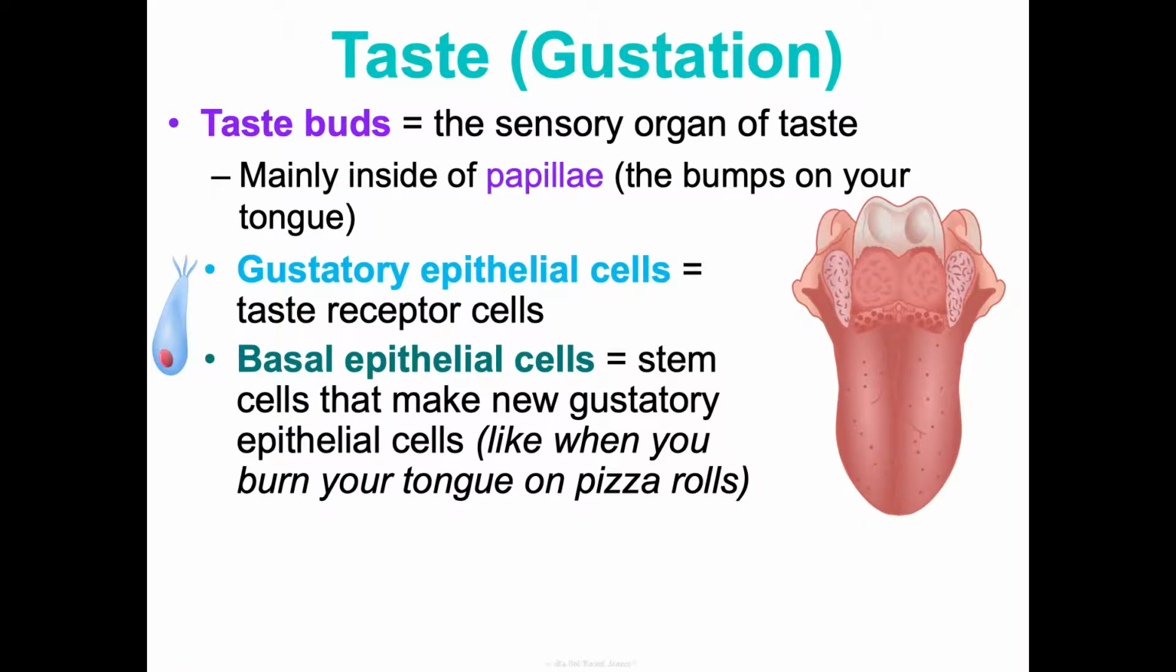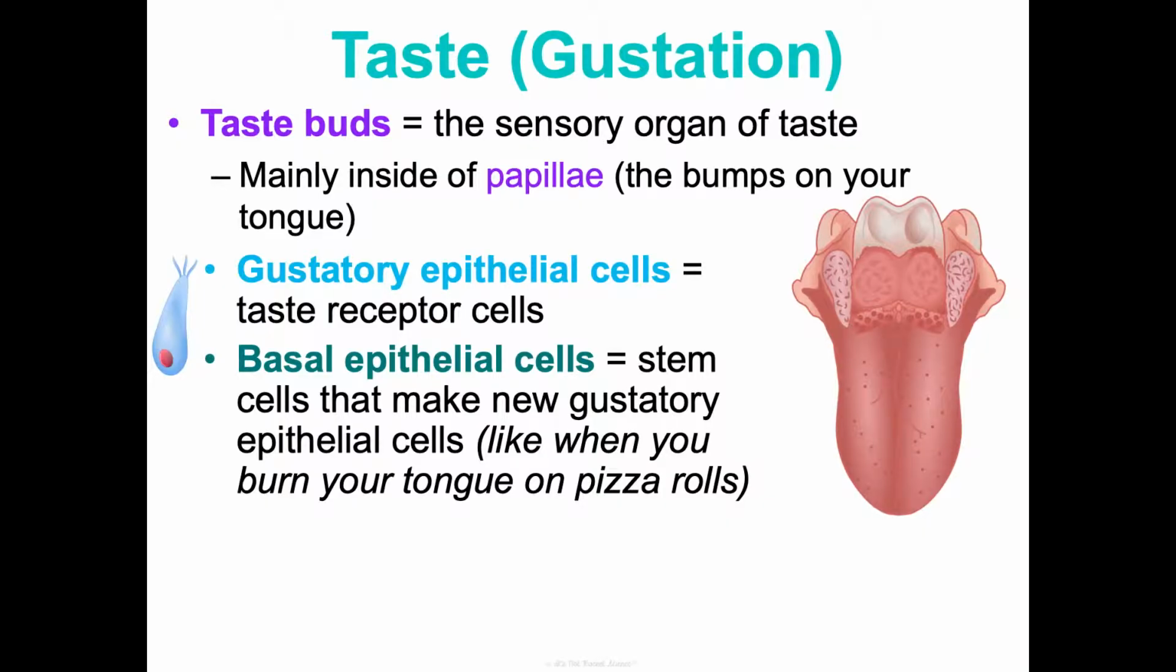So these are actually stem cells that make new gustatory epithelial cells, like when you take a bite of pizza roll and the inside explodes on your tongue and burns the entire thing because you just can't wait to eat it. Then we've got to remake those gustatory epithelial cells. So the basal ones are the stem cells that do that. Fun fact, we have around 10,000 taste buds that take in our sensory information for taste every time you take a bite of food. But I say around because everyone's actually born with a different amount, which is why some people are better at distinguishing taste than other people, which is kind of interesting.